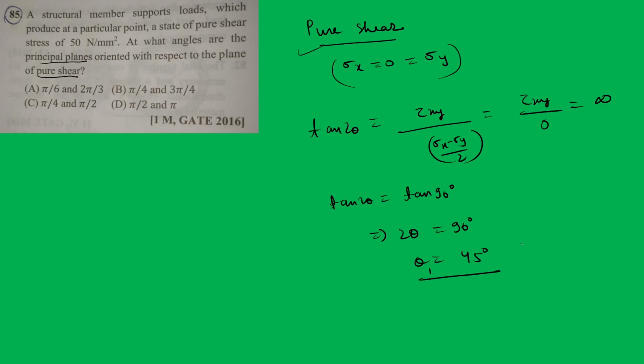Okay, and then theta 2 would be 45 plus 90 degree. So theta 1 is 45 degree, and if the angles are in radians, that would be pi by 4. So this would be pi by 4 plus pi by 2, and this will be 3 pi by 4. Okay, so pi by 4 and 3 pi by 4, this one.